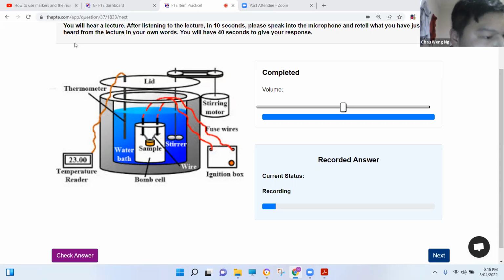The topic of the lecture was the calorie bomb. The speaker talked about calculating the energy contents of biodiesel. The speaker also went on and talked about the calorie unit. Finally, the speaker highlighted the following points: ignition box, fuse wires, stirring motor, pump cells, water pump wire, temperature reader, and thermometer.